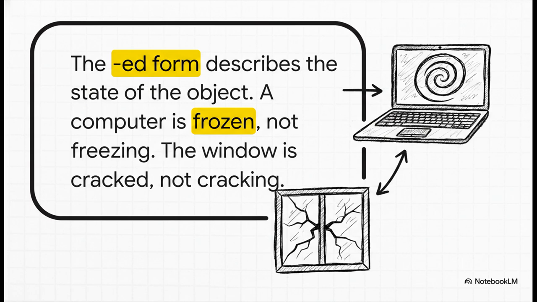So, this is the main takeaway right here. When you want to describe the condition of an object, you're almost always going to use this past participle form. The computer is frozen, not freezing. The window is cracked, not cracking. Trust me, getting this one little detail right makes a huge difference in how natural you sound.